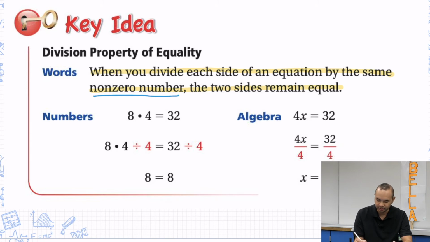And again, you can check that by plugging in what you say x is into the original equation. So this says 4 times x. Instead of x, I'm going to put 8. Does that equal 32? And then, yes, 8 times 4 equals 32.